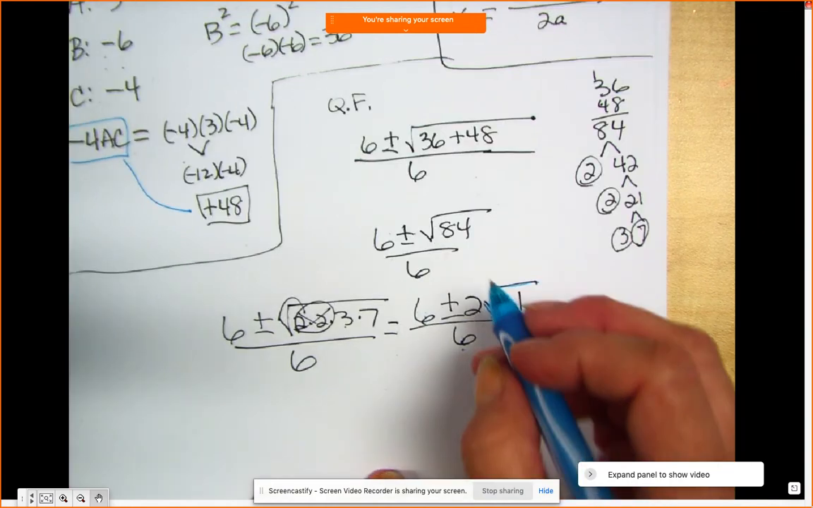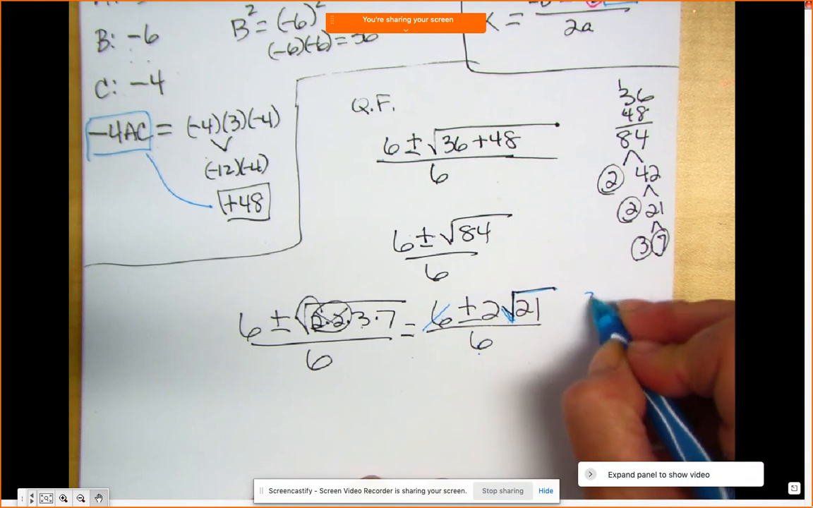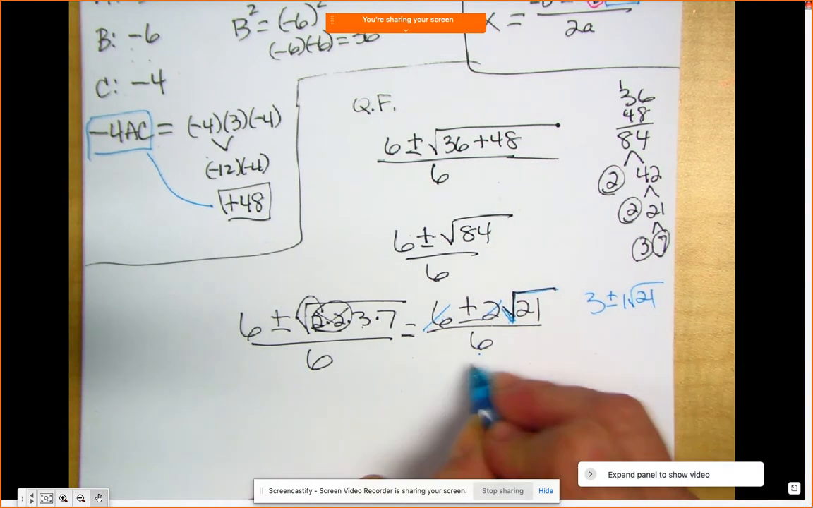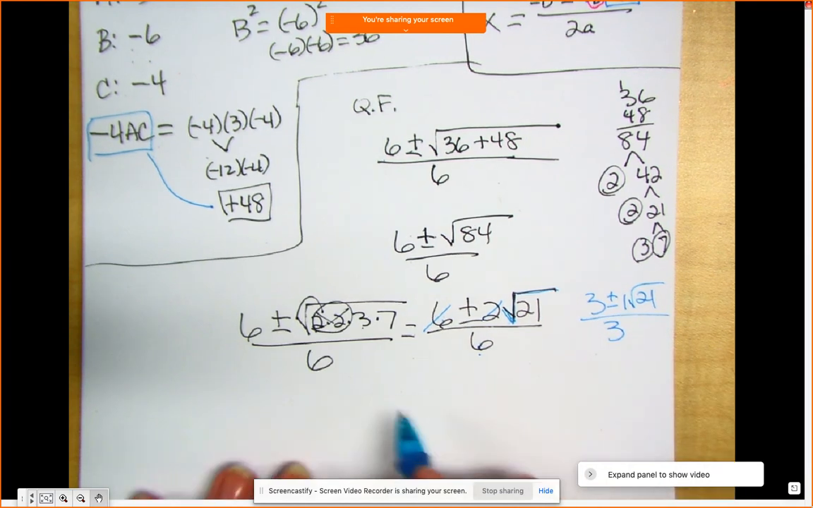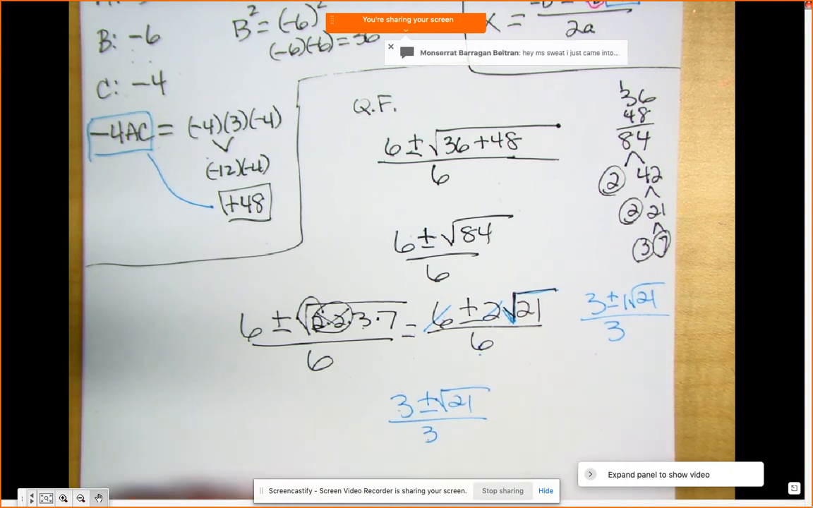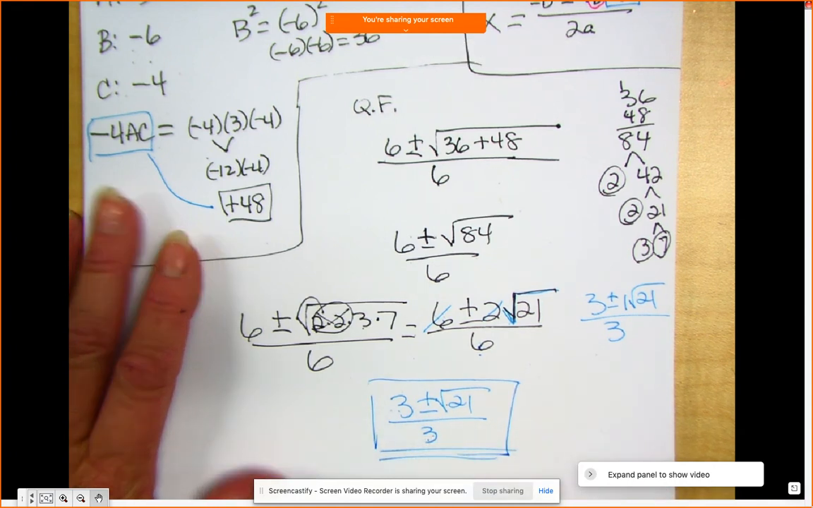So I'm going to divide all of these. They're all even, so I'll divide them all by 2. Well, 6 divided by 2 is 3. 2 divided by 2 is 1 square root 21. And 6 divided by 2 is 3. Your answer is going to be 3 plus or minus square root 21 all divided by 3. Don't try and reduce that. This is my final answer. You can only reduce if all 3 terms are reducible.